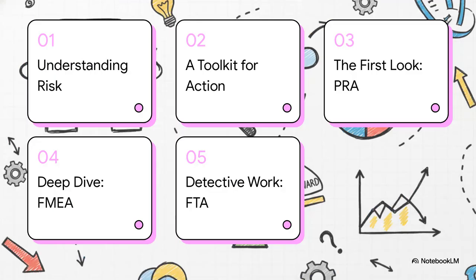So here's the game plan for today. First up, we're going to get on the same page about what risk and opportunity really mean. Then we'll open up the toolkit and see how to actually deal with risk. And finally, we'll get our hands dirty with 3 awesome techniques: PRA for a quick overview, FMEA for a deep dive, and FTA for playing detective.